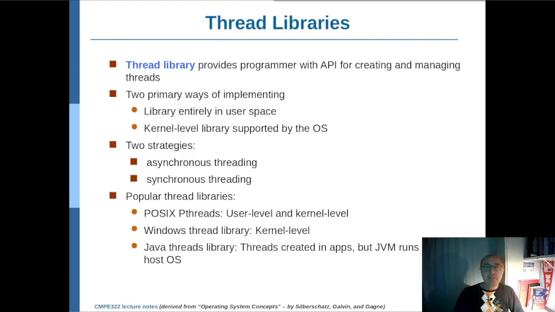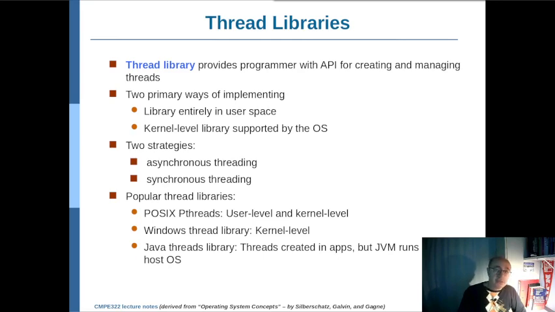A thread library is defined by an API, which is used for creating threads and then managing them, closing them, whatever. The thread libraries could be implemented in two different ways. You can implement the whole thread library in user space, or in some cases, the operating system also provides support for the library at the kernel level.